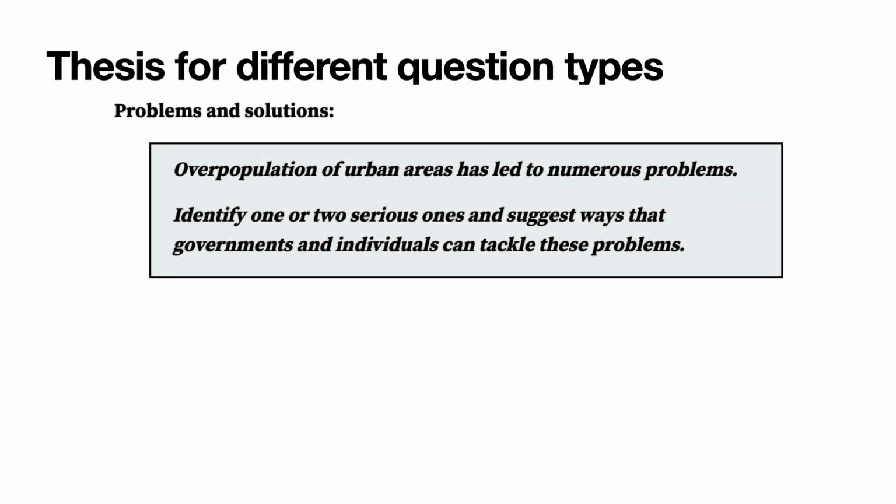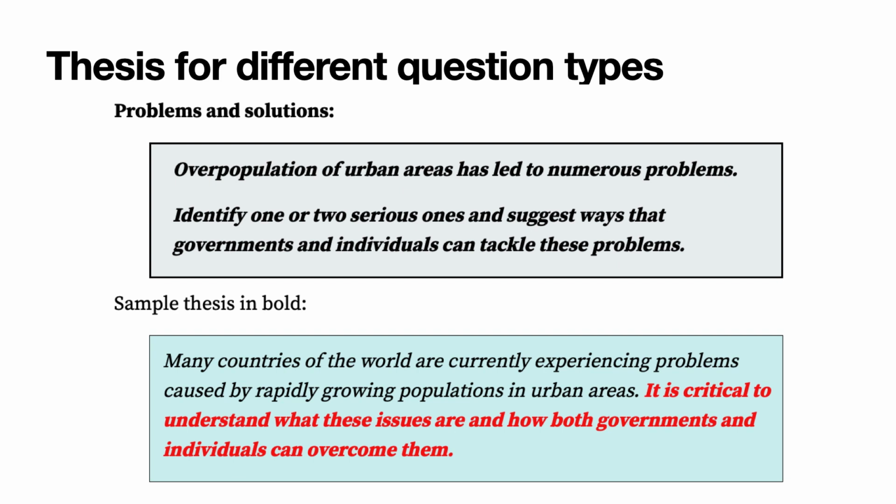This is a problems and solutions essay. So overpopulation of urban areas has led to numerous problems. Identify one or two serious ones and suggest ways that governments and individuals can tackle these problems. So again, you can see the thesis in bold. So we've got some facts about the topic first. Many countries of the world are currently experiencing problems caused by rapidly growing populations in urban areas. Then it simply states that there are problems and solutions. It is critical to understand what these issues are and how both governments and individuals can overcome them. So it's clear the essay will be discussing what the issues are and what can be done about them.